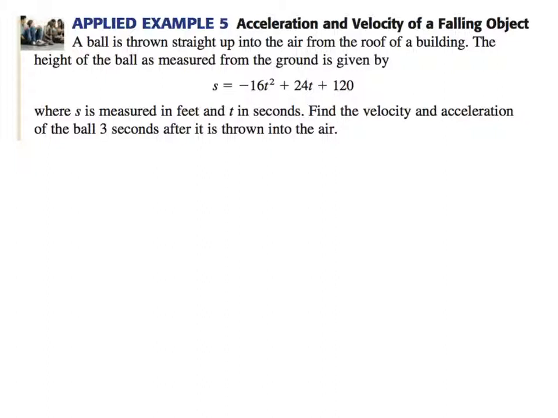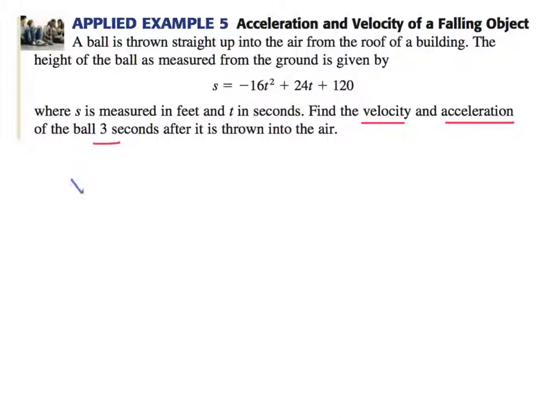Finally, let's tackle an example literally ripped straight from your textbook. A ball is thrown straight up into the air from the roof of a building. The height of the ball as measured from the ground is given by s equals negative 16t squared plus 24t plus 120, where s is measured in feet and t is in seconds, just like the last example. Find the velocity and the acceleration of the ball at 3 seconds, 3 seconds after it's thrown into the air. So what we're going to do is find these functions and then plug in 3. So that shouldn't be too difficult.